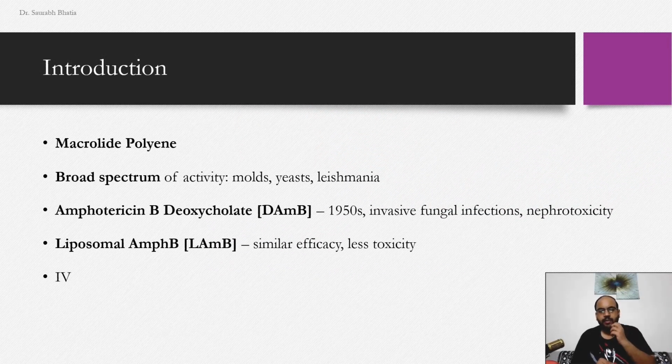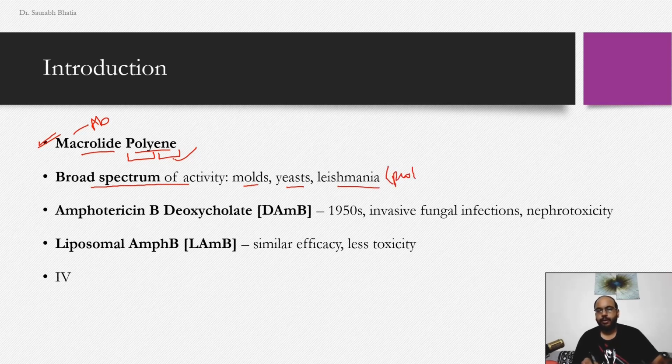Now, in last week's video, we discussed that amphotericin B is a macrolide polyene. So macrolide comes from the antibiotic class, and polyene means poly, multiple, and enes, double bonds. So the structure of amphotericin B has a lot of double bonds. That's why it's a polyene. It has a broad spectrum of activity, but that mainly includes molds, yeast, and also Leishmania protozoa. So this is not a fungus; it's a protozoa. Because of that, the spectrum of activity is very broad for amphotericin B. It acts against fungus, it acts against protozoa.